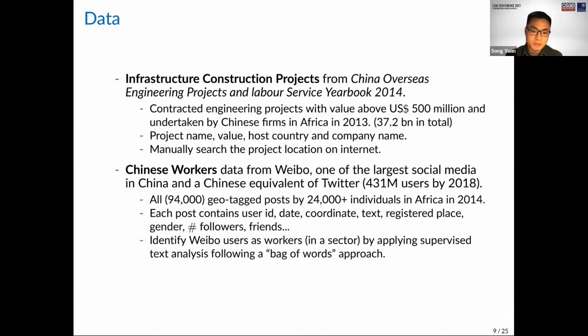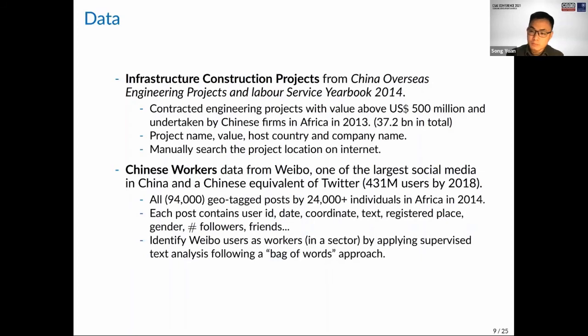Another feature of this paper is that we managed to track the location of the Chinese workers through a social network platform called Weibo. This is like a Chinese equivalent of Twitter. We have all the geotagged posts by around 24,000 individuals in Africa. They're basically all Chinese because this platform is in the Chinese language. We gain detailed information on their ID, the date of the post, and the coordinates, which helps us localize which place or grid cell they are in. We know the text of each post as well as much other individual information. We managed to identify if a Weibo user is a worker or not by applying a supervised text analysis.